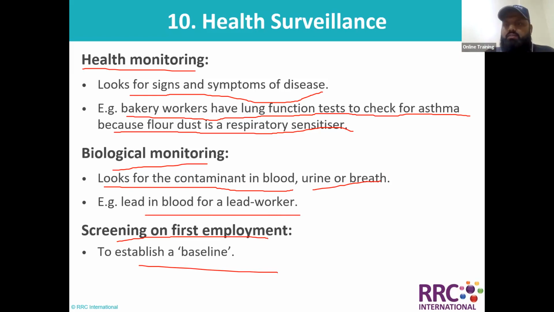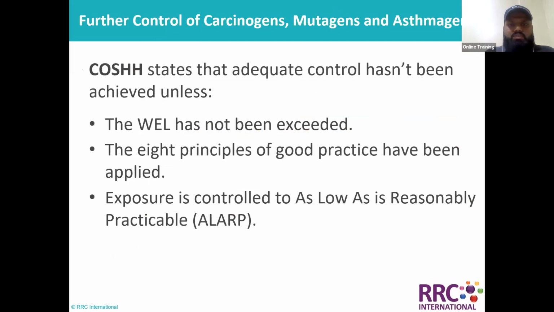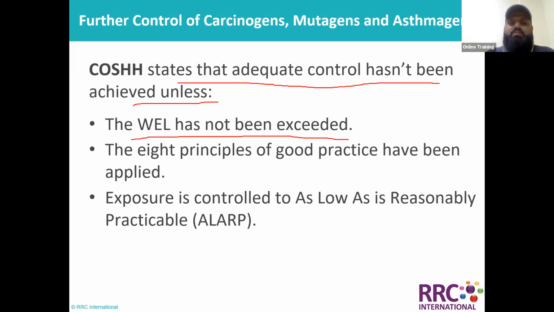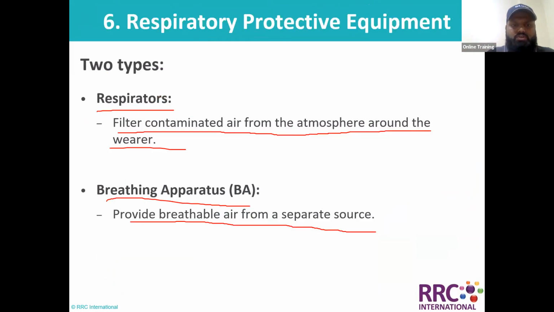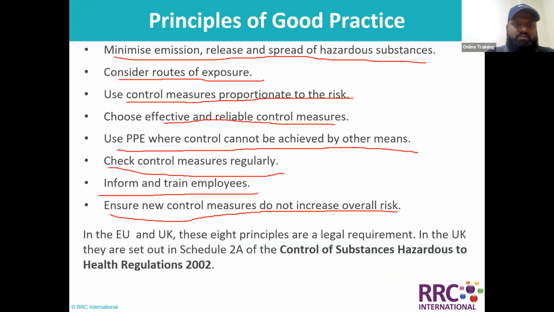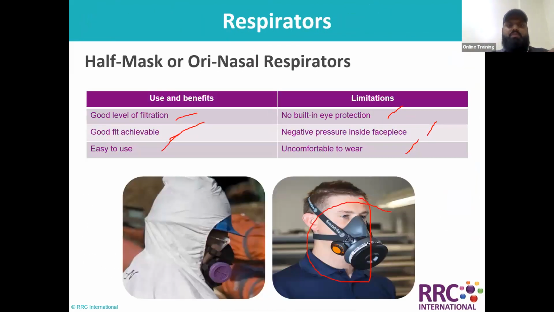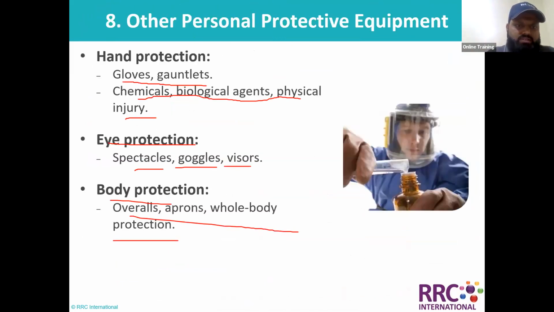any project or workplace. Further, control of carcinogens, mutagens and asthmagens states that adequate control has not been achieved unless the WEL has not been exceeded. If or until the WEL is not exceeded, you cannot achieve any kind of control. The 8 principles of good practice have to be applied. Until you apply these principles, you cannot say that you have enough control on chemical agents or hazardous substances.